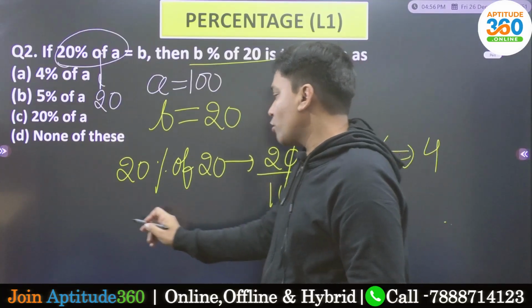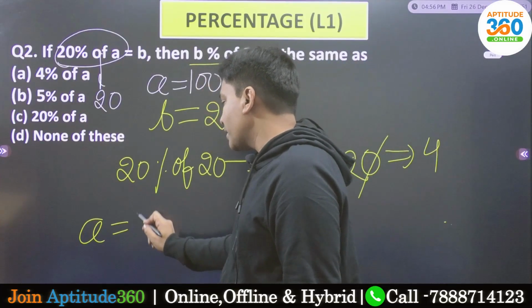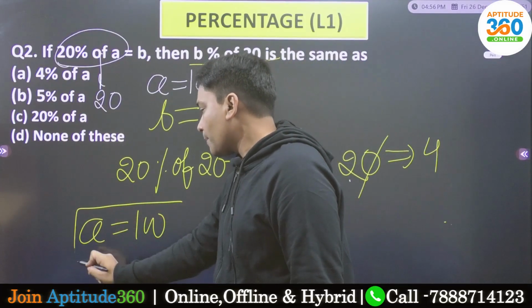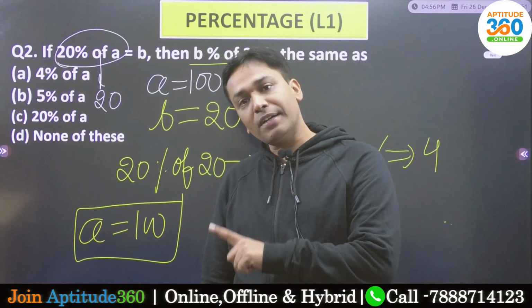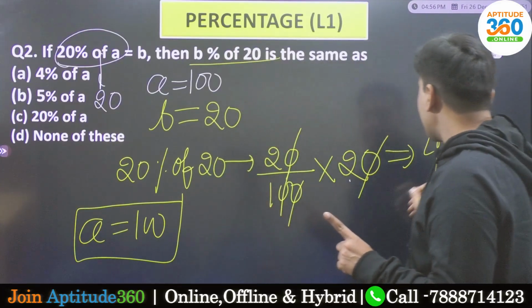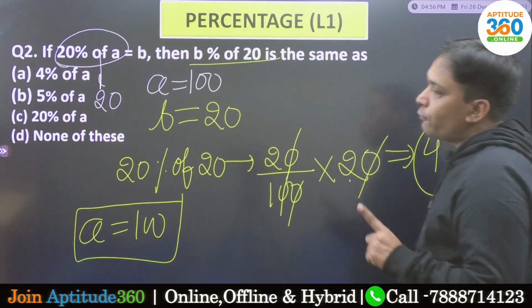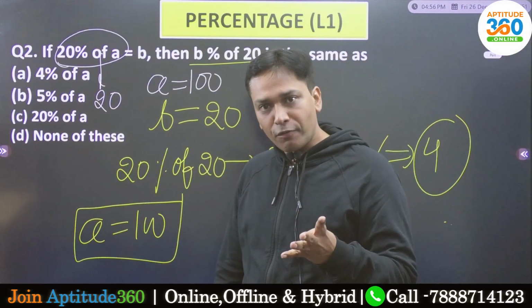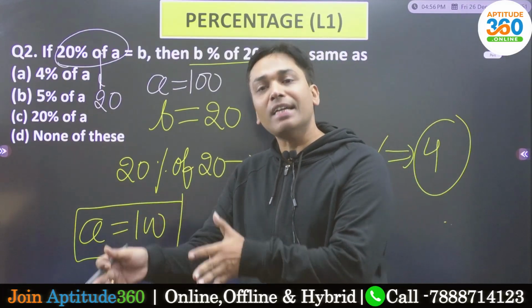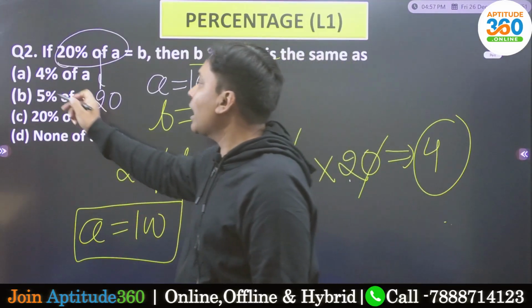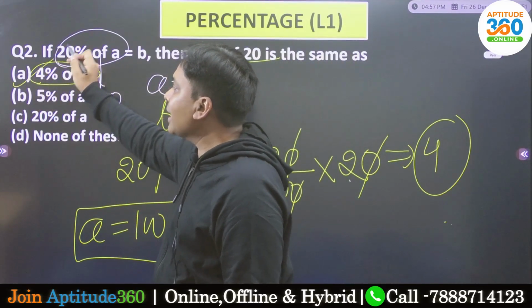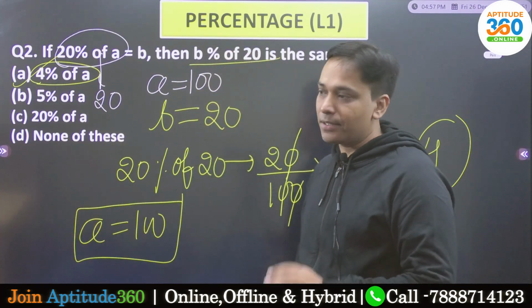But you know for sure that we have taken a as 100. So 1% of 100 is 1. And what is the answer that we are getting? 4. So 4 is going to be what? 4% of a. भाई अगर 100% 100 है, 1% 1 है, तो 4 कितना होगा? 4 होगा 4% of a, and this is the right answer.